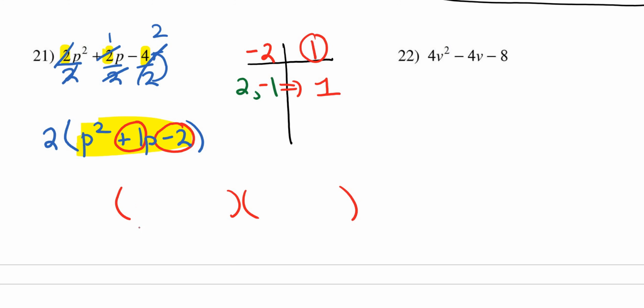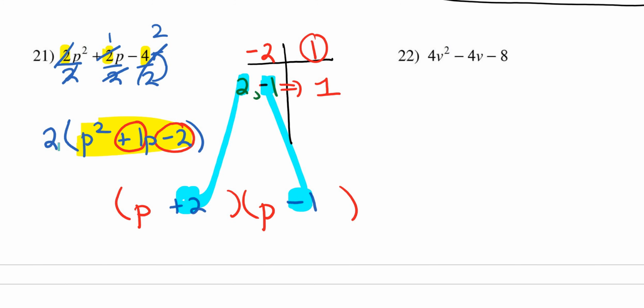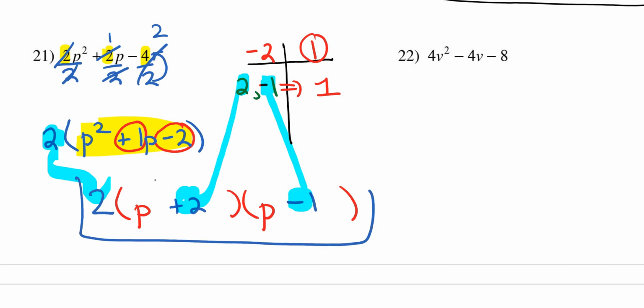So now we factor this. This will be a p and a p. Remember, p times p gives you the p squared. And then I need to add the plus 2 and the minus 1. So there's that guy there, there's that guy there, and this guy right here just tags along as a 2. So this right here is my final answer.